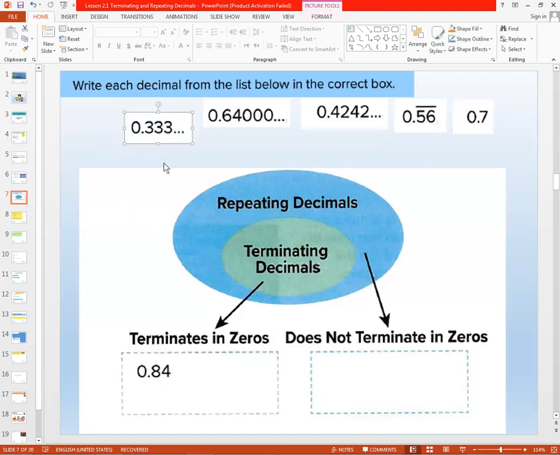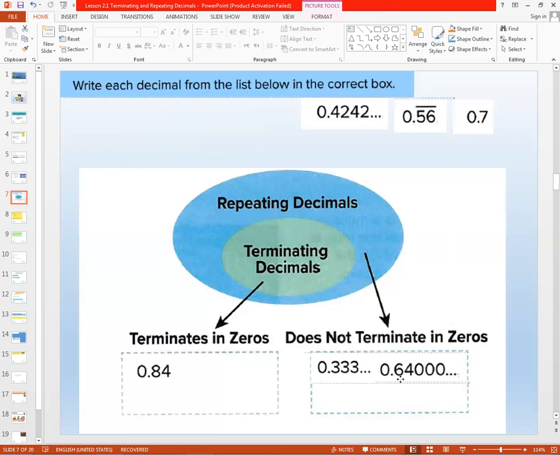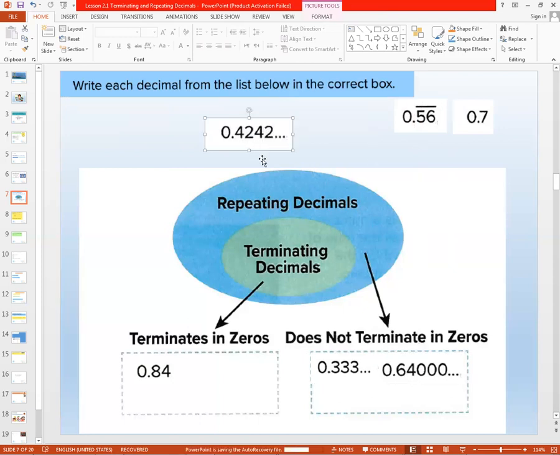Okay. What about the second one? It's in the... Wait. I think it's in the second. The points here... Yeah, okay. Because the points here mean repeating, okay? You're going to make another three, yes. That's also in the second box. And yes, repeating, not terminated. This one, 42, it goes on. This one is also repeating, repeating. Yes. Second.